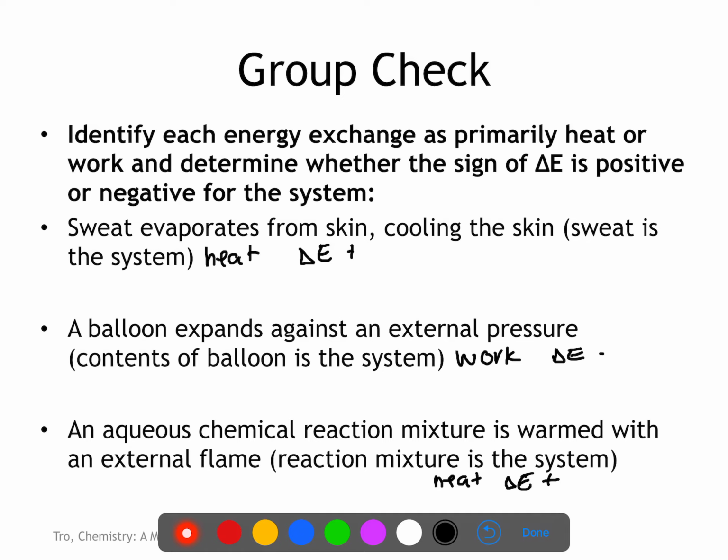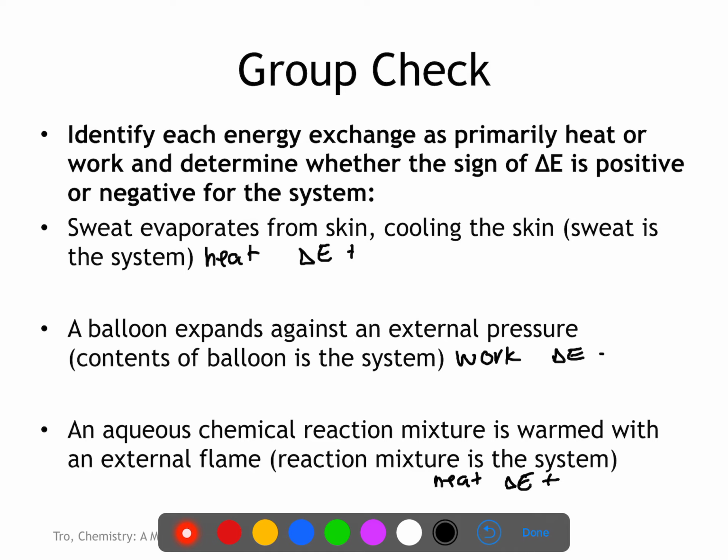So just as a little recap, sweat evaporates from skin, which cools your skin down. We're looking at sweat as the system. So in order to evaporate, the sweat absorbs energy from heat. You're hot when you sweat. You're absorbing that heat from your surroundings. So immediately that means you're thinking of heat as your type of energy exchange. And since it's being absorbed by the sweat, therefore it's positive.